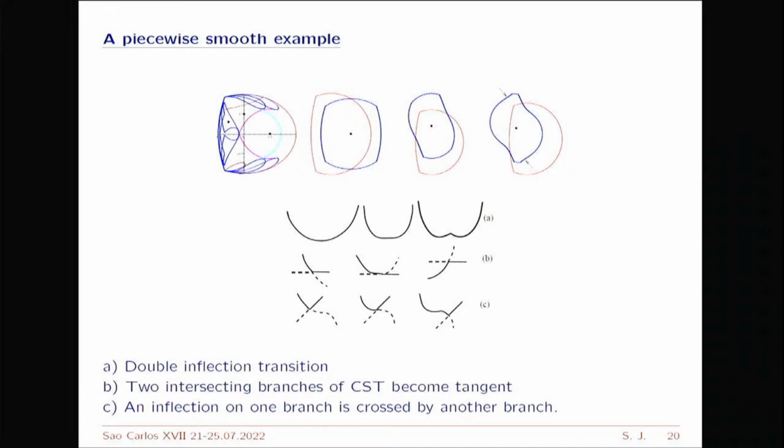Yes, if this is the case, what happens in evolving if you move with the point P here, then there are classified possibilities. You know, this is just collecting these inflection points. There are passings by tangency, by transversal intersections, and so on. By inflection point, double inflection transition. Two interesting branches of C became tangent. And inflection of one branch is crossed by another branch. And this is the case of the plane.